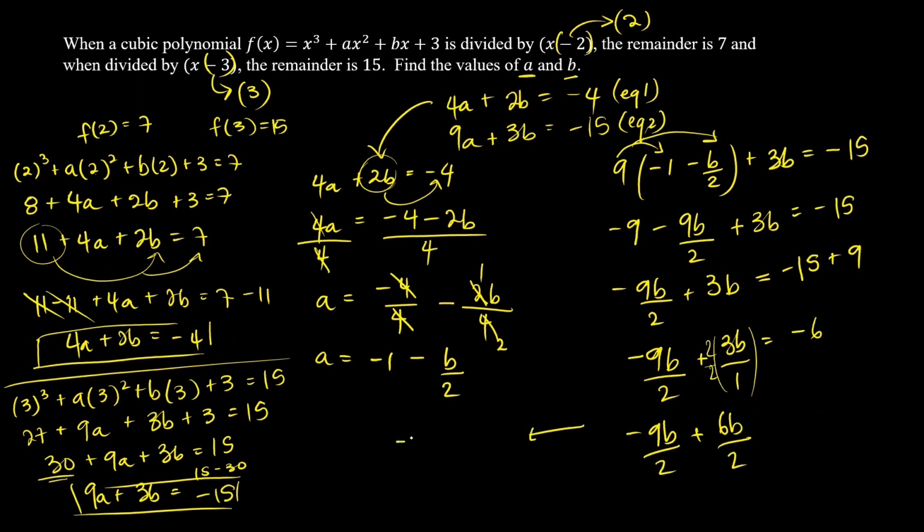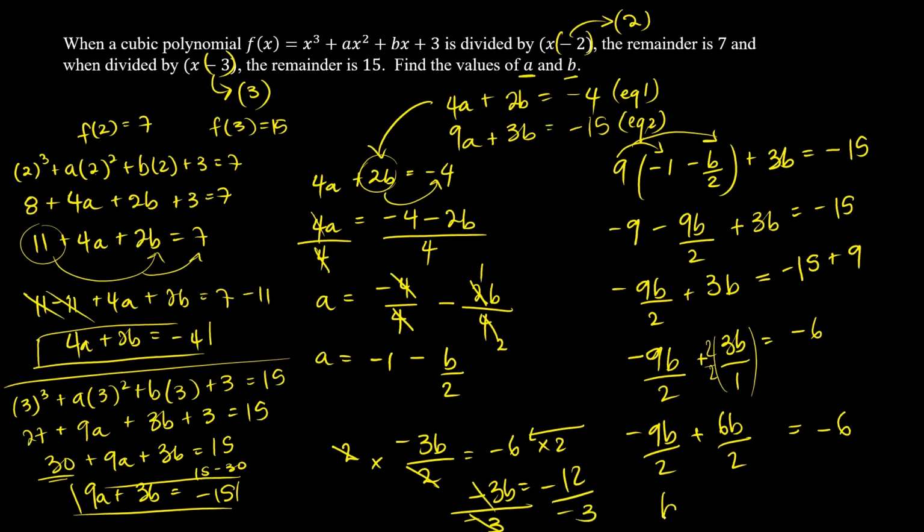So that's going to be negative 3b, right? Over 2. And remember, we had an equal to negative 6, right? So let's multiply by 2 on both sides to get rid of the 2 in the denominator. And that will give you negative 3b being equal to negative 6 times 2, which is negative 12. So divide by negative 3 on both sides. And you'll find that b is equal to positive 4. Great.